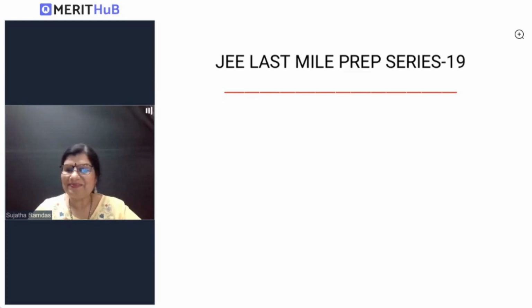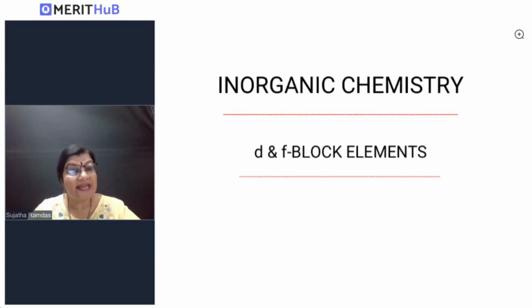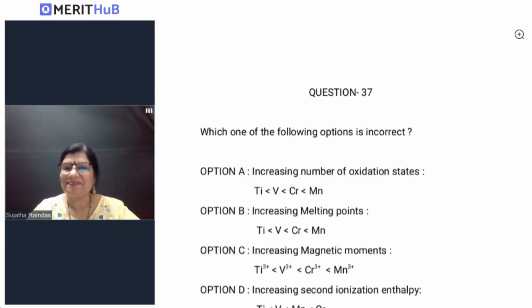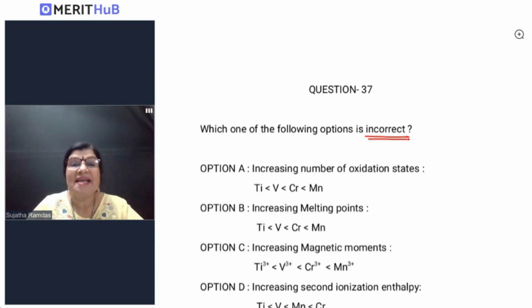Let's get started. We continue with inorganic chemistry and today we will take up D and F block elements. So one question each has been chosen from D and F block elements. Question number 37. Let's first focus on D block. Which one of the following options is incorrect? 4 options have been listed here, and these 4 options involve the 4 elements, namely titanium, vanadium, chromium, and manganese.